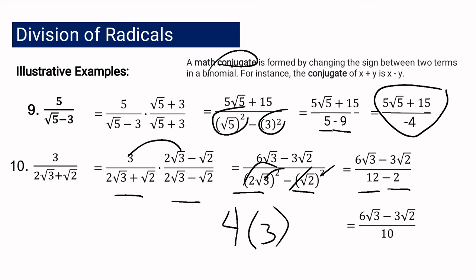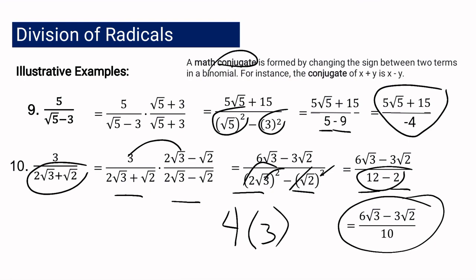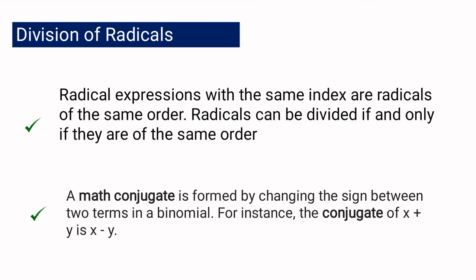And if we simplify it, you are just going to copy our numerator. We have 6 square root of 3 minus 3 square root of 2. And then you are going to simplify 12 minus 2. That is 10. And this is our final answer. 6 square root of 3 minus 3 square root of 2 over 10. That is how you are going to divide if the denominator is a binomial with a radical sign. Again, you just multiply it by the conjugate to eliminate the radical sign.